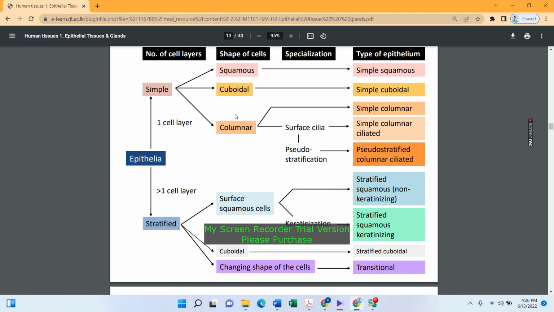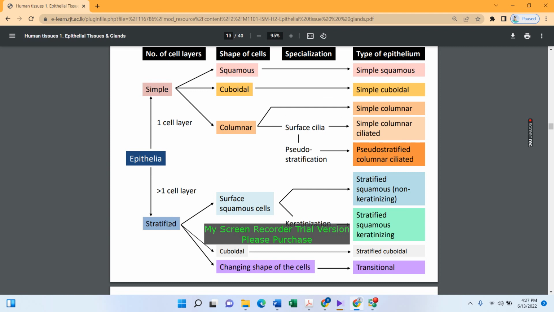The columnar can be specialized with surface cilia, and it can have surface cilia together with pseudostratification. Those are the specializations. So we can find several types of epithelium here: simple squamous, simple cuboidal, simple columnar ciliated, and simple columnar pseudostratified.